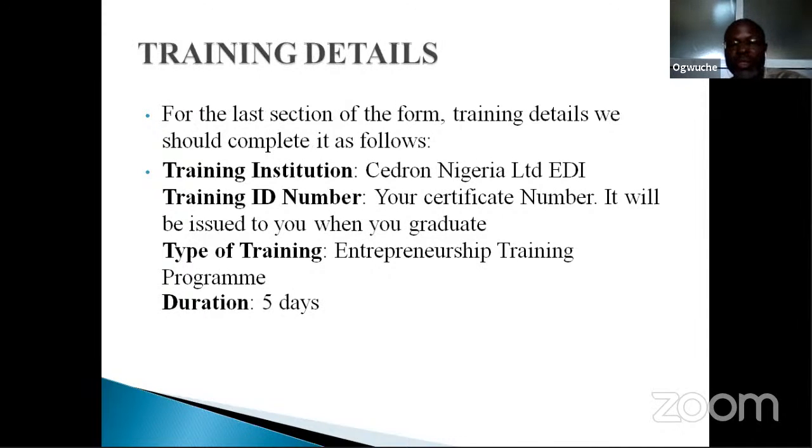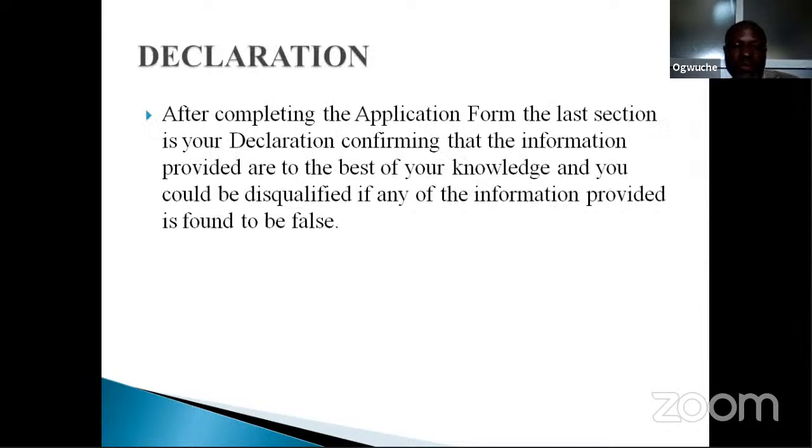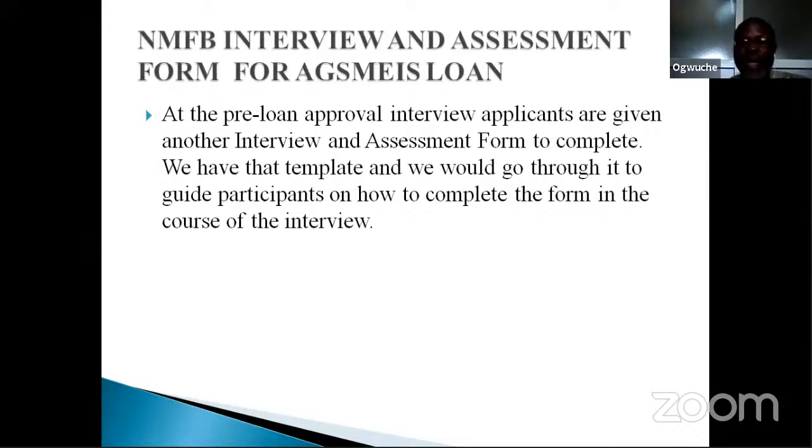Training institution is Sidron Nigeria Limited-EDI. Training ID, a certificate number, will be issued to you when you graduate on Saturday. Type of training, entrepreneurship training program, and the duration, of course, is 5 days, okay? Then, of course, the declaration, where you'll be expected to write your name and declare that the information you are providing is to the best of your knowledge correct, and you could be disqualified if the information is found to be false, okay?